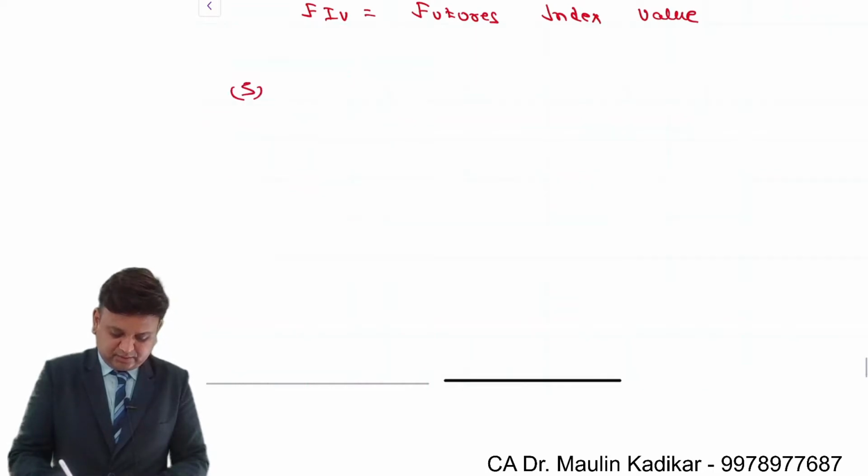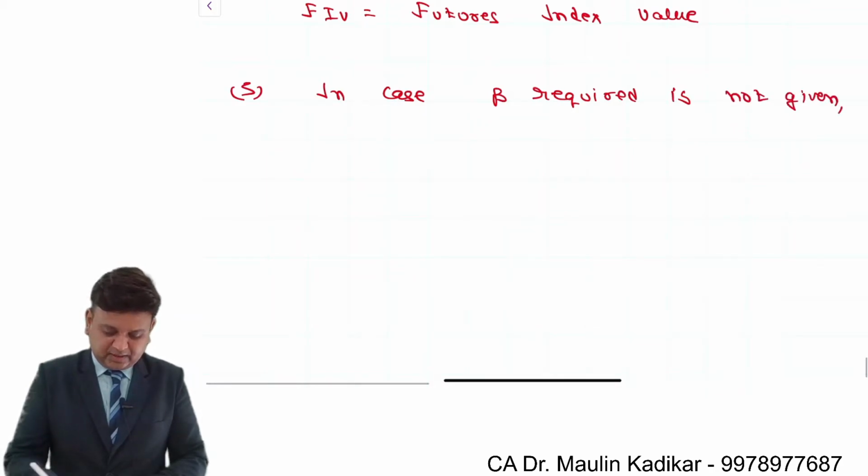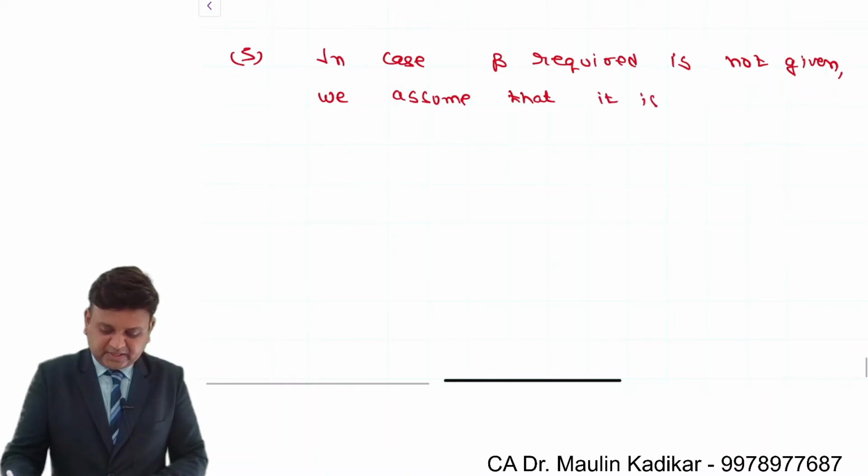Fifth point, in case beta required is not given, comma, we assume that it is 0.